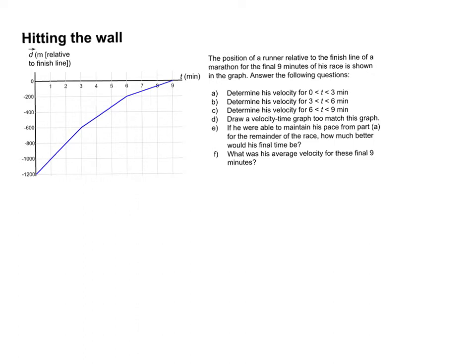Determine his velocity from 0 to 3 minutes. So that's the first third of the graph. Basically, I'm finding the slope of the first section. I'll just highlight A. That's the section, and I have to find the slope of that. So rise over run.